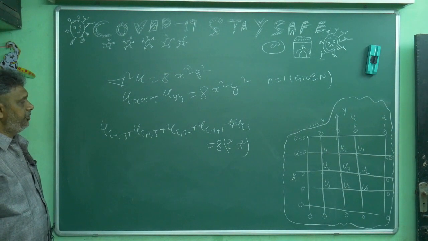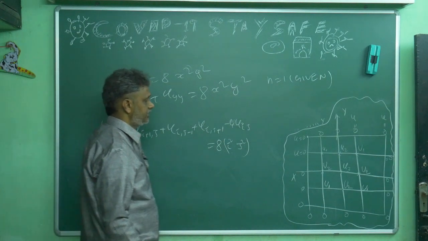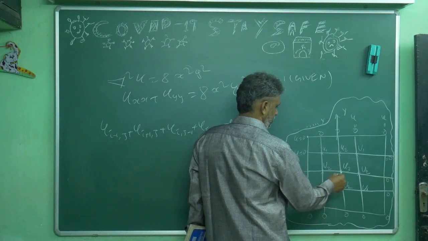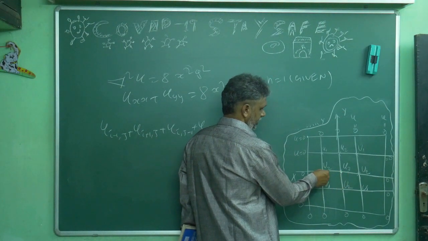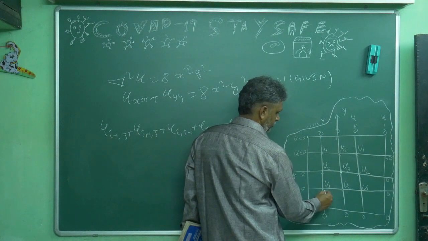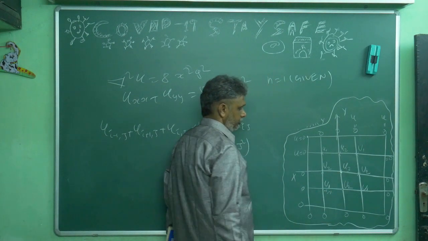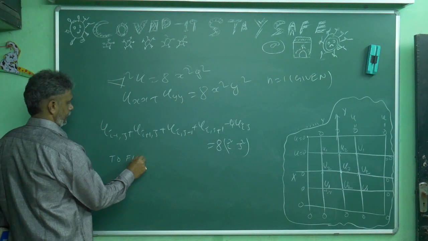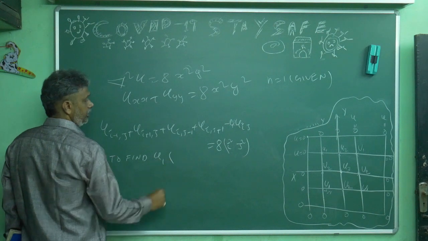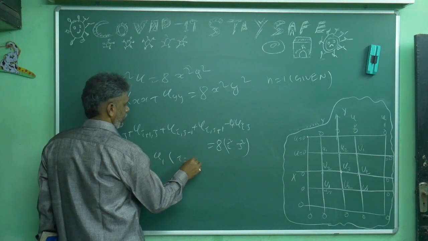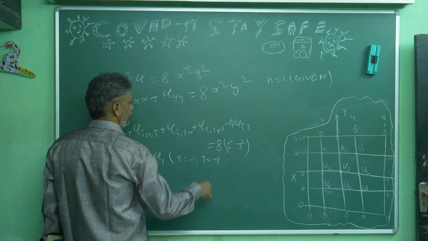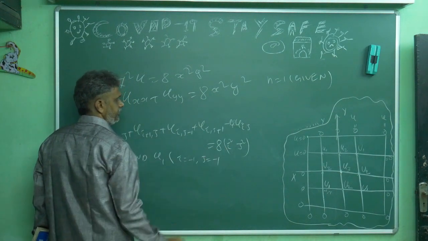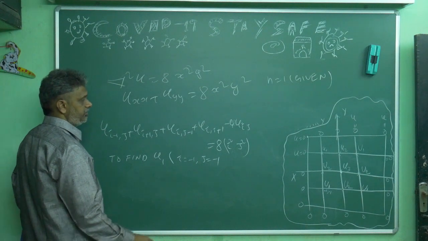Right, to find u1, where does my axis start? This is my x axis. This is 0, 0, 0. u1 means what? My question is what? i is equal to minus 1, j is equal to minus 1. So to find u1, what is my i? i is equal to minus 1, j is equal to minus 1. See, here I don't substitute the i value. Here only is important for me. Correct or not? So, u1 is equal to what?